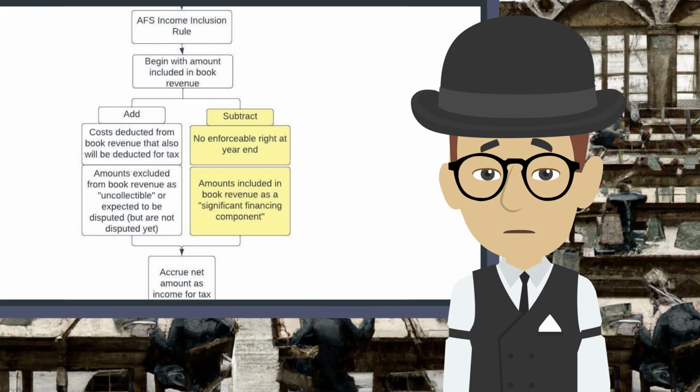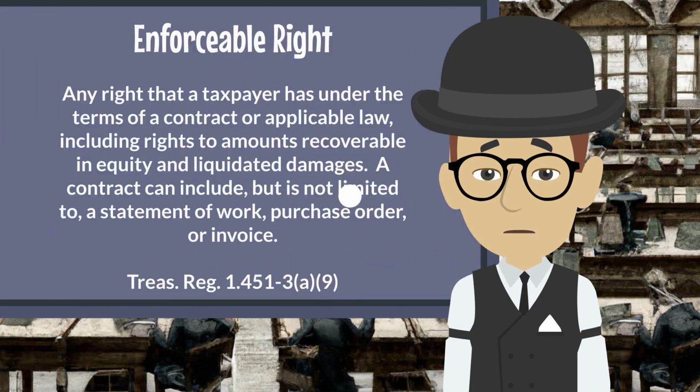Let's focus on this last point because it's really important. Basically, if you have already earned a portion of whatever your customer is going to owe you under the contract, you have an enforceable right to that amount. That amount is treated as already being your income under the book conformity requirement, even if you don't have the right to demand actual payment yet.